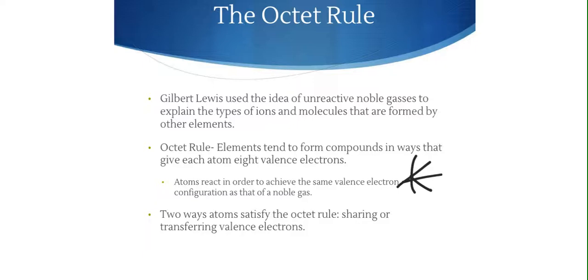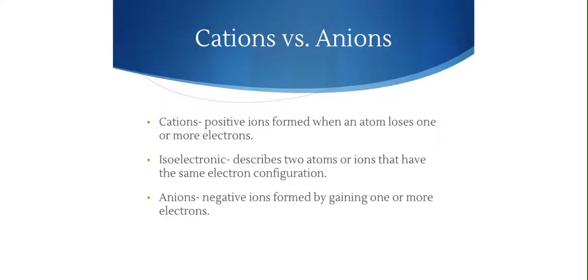Again, remember, we are only dealing with valence electrons. So whenever we are taking or giving away, we are only talking about valence electrons. Again, we're back to some review, cations versus anions. So what is a cation? A cation is a positive ion formed when an atom loses one or more electrons.